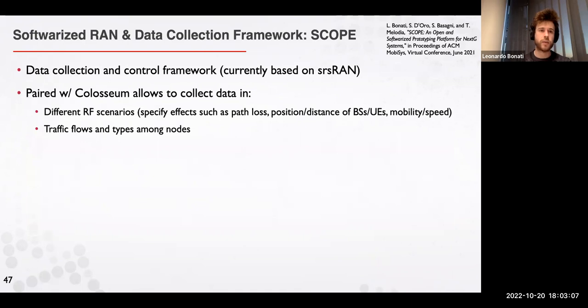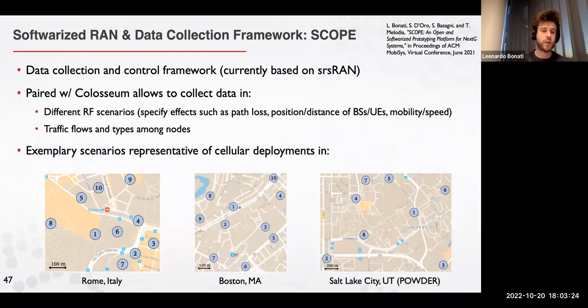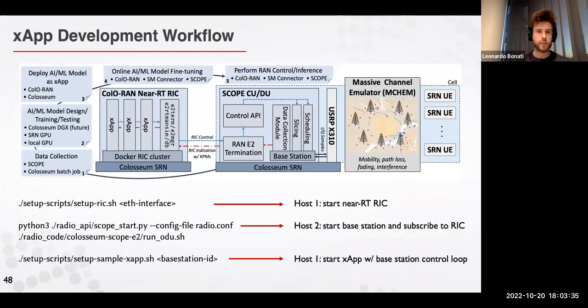Then we have the SCOPE framework, which I was mentioning, which interfaces with some cellular protocol stacks, and can be run in Colosseum to evaluate cellular solutions in different radio frequency scenarios, so in different emulated environments with different kinds of traffic. For example, Colosseum contains some cellular scenarios that emulate the behavior of cellular environments and deployments in Rome, in Boston, and in Salt Lake City, just to provide some examples. And then we have our xApp development workflow that allows, with just a few commands, starting a pre-made near-real-time RIC on Colosseum, starting a cellular network, and starting the xApps that will interface with the RAN, get data from the RAN, and perform the control operations on the RAN.